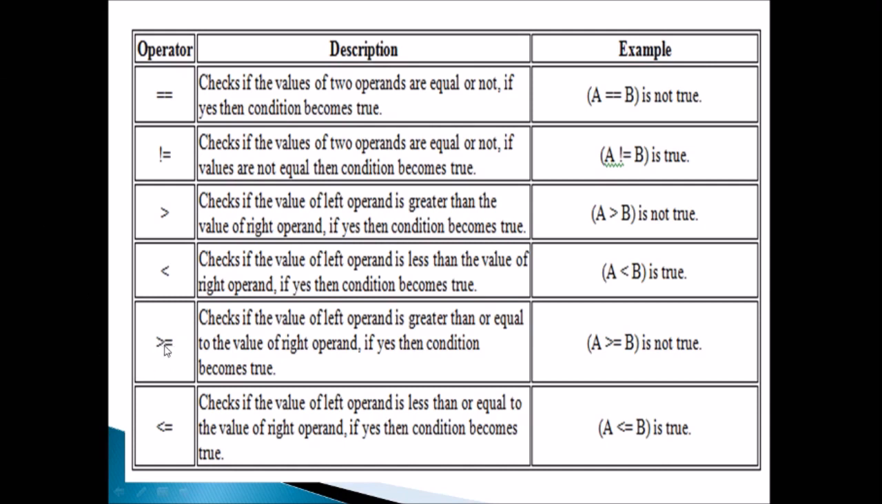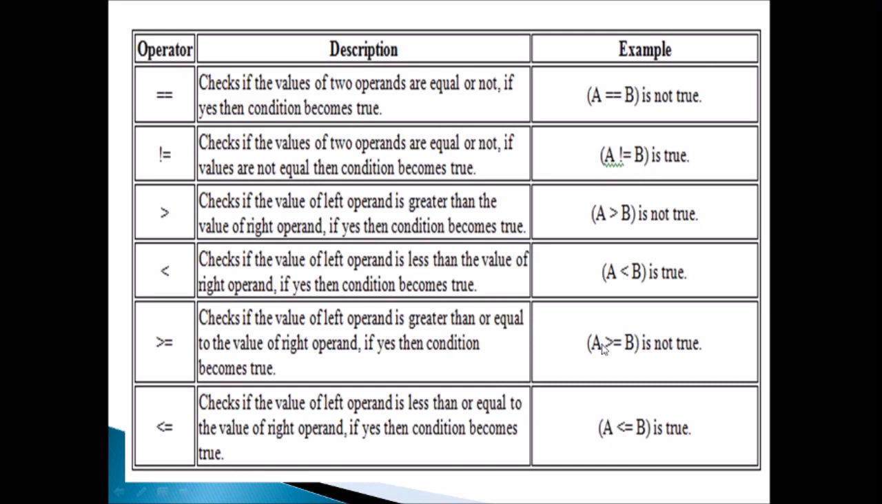The symbol is going to verify whether the left side operand is greater than or equal to the right side operand. If the condition is satisfied, then the output will be true. In this symbol, it verifies whether the left side operand is greater than the right side operand, but here it can be greater or can be equal to the right side operand. That is the difference between greater than and greater than or equal to.